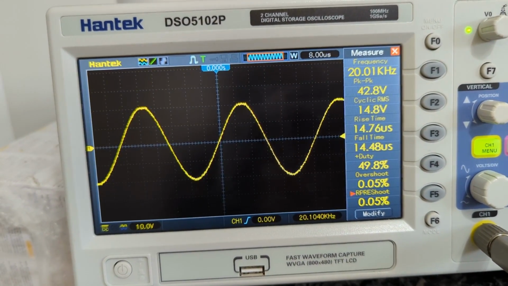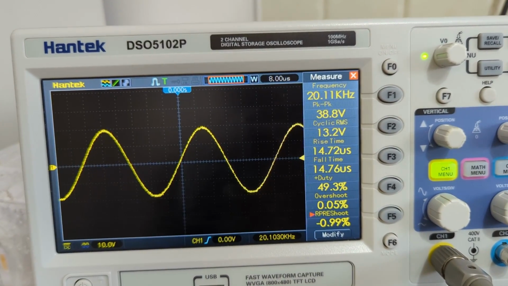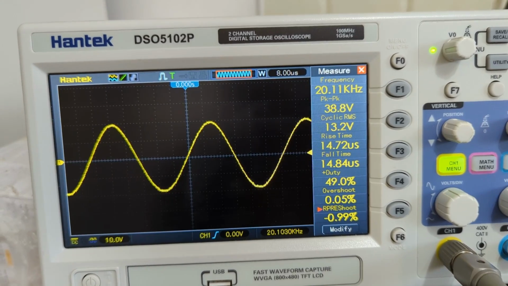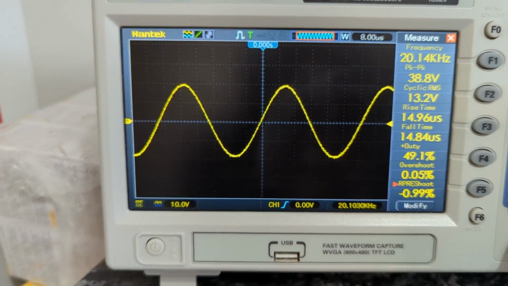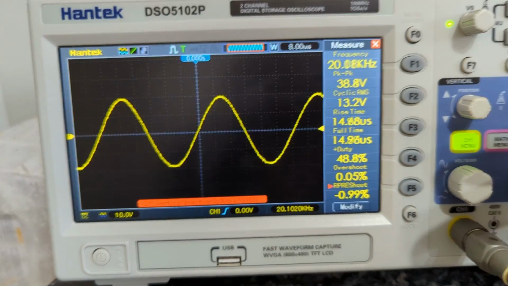So I'm going to reduce it just before clipping, something like this. We have, what, 13 volts? Yeah, let's say 13 volts, and we have something like this. Okay, so now we know that this is our maximum output. Let's see the slew rate.